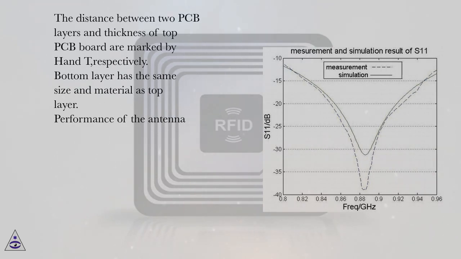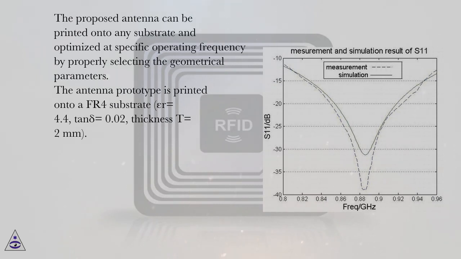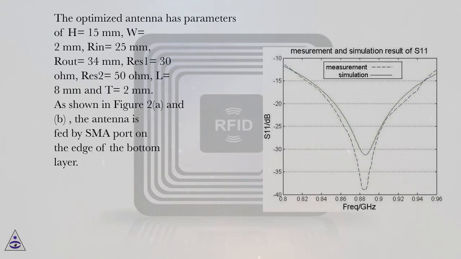Performance of the antenna. The proposed antenna can be printed onto any substrate and optimized at a specific operating frequency by properly selecting the geometrical parameters. The antenna prototype is printed onto an FR4 substrate, epsilon r equals 4.4, tan delta equals 0.02, thickness T equals 2 mm. The optimized antenna has parameters of H equals 15 mm, W equals 2 mm, R in equals 25 mm, R out equals 34 mm, Res 1 equals 30 ohm, Res 2 equals 50 ohm, L equals 8 mm and T equals 2 mm.